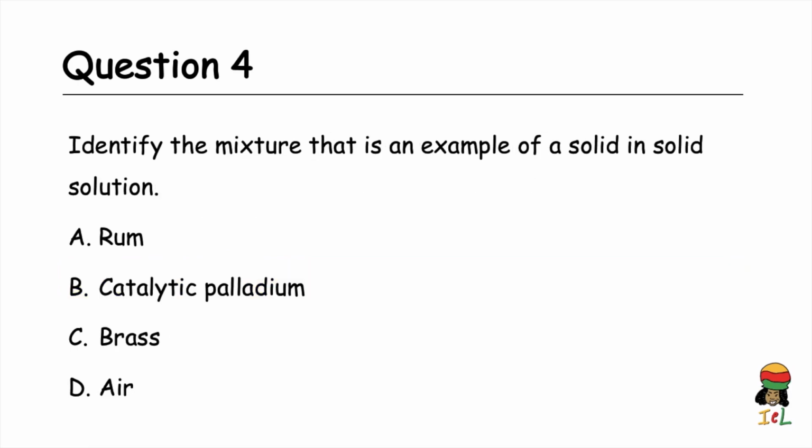Question 4. Identify the mixture that is an example of a solid in solid solution. A. Rum. B. Catalytic palladium. C. Brass. And D. Air. The answer is brass, as we know that brass is a solution of zinc dissolved in copper.